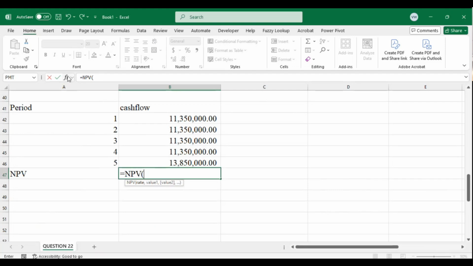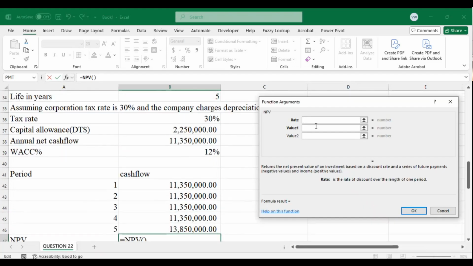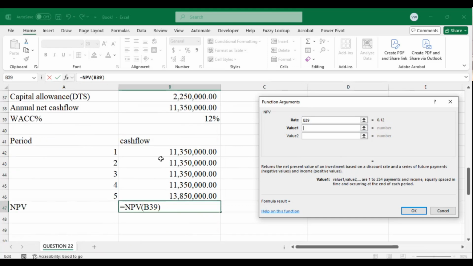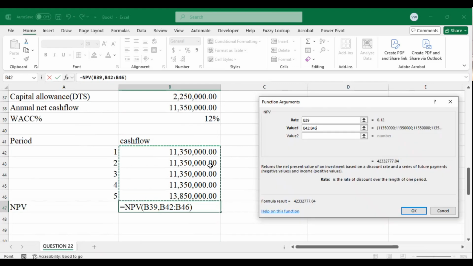And I can open the function argument. I reference the rate of 12%. Then I highlight my values. In this case, I'll take the range of values from 1 to 5. Remember, the net present value function only takes cash flows from period 1. After taking that, we can proceed and minus the initial cost.